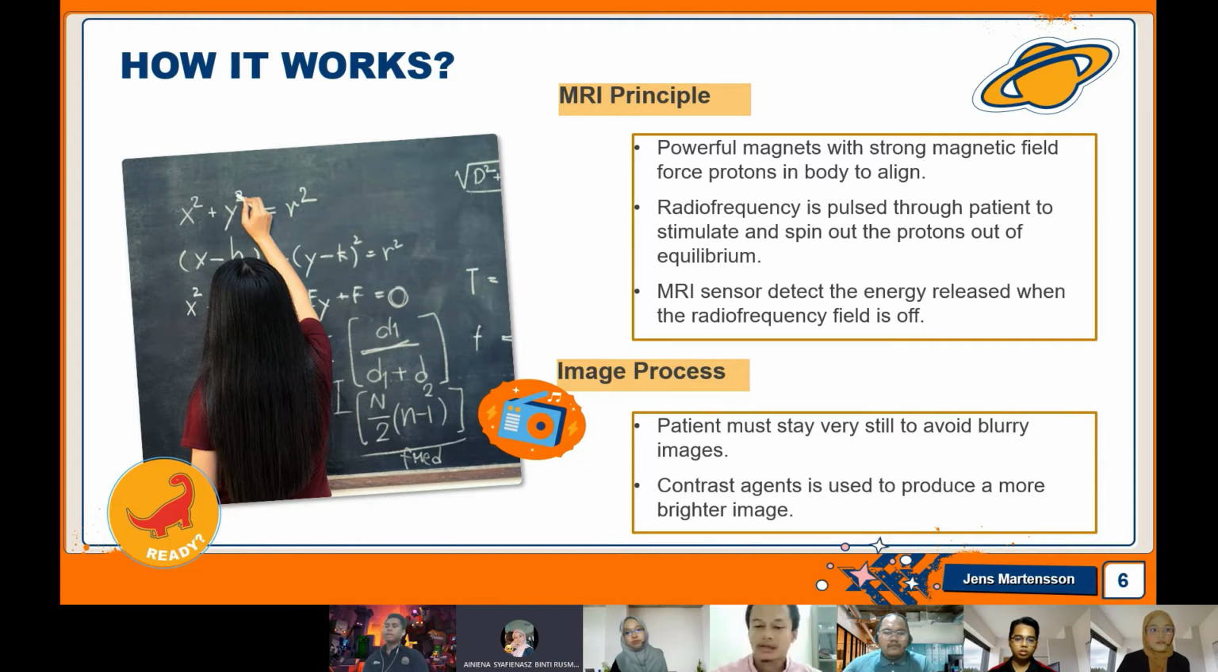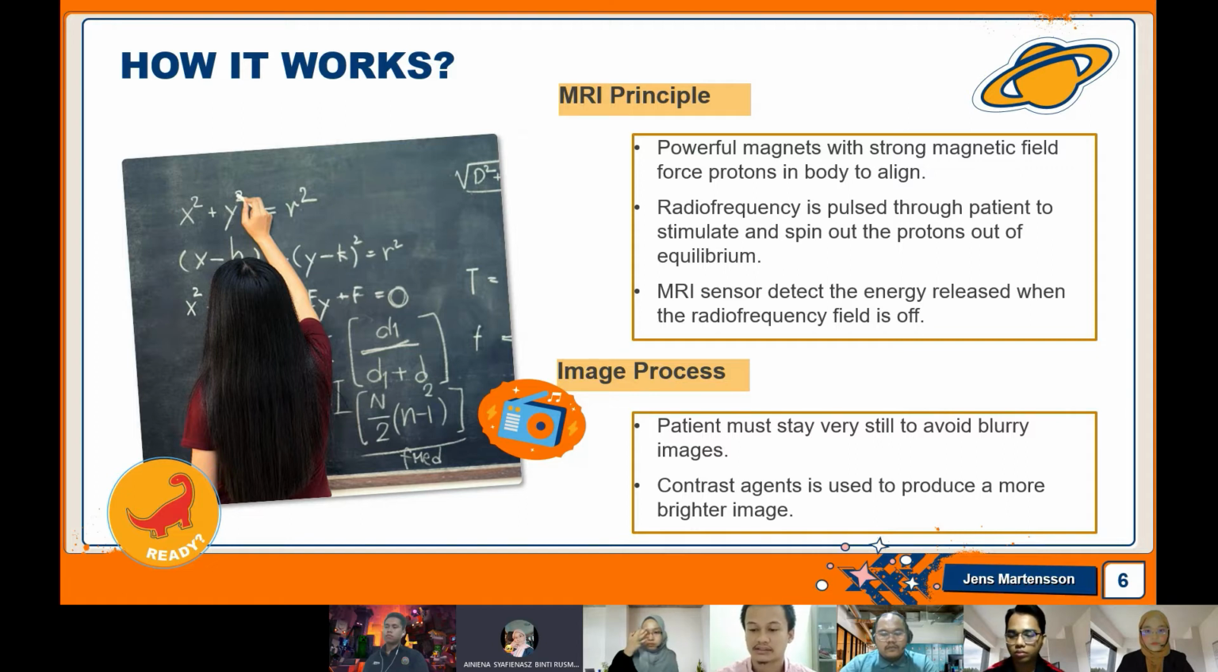The MRI employs powerful magnets which produce a strong magnetic field that forces the protons in the body to align with that field. When a radio frequency current is then passed through the patient, the protons are stimulated and spin out of equilibrium, straining against the pull of the magnetic field. When the radio frequency field is turned off, the MRI sensors are able to detect the energy released as the protons realign with the magnetic field.